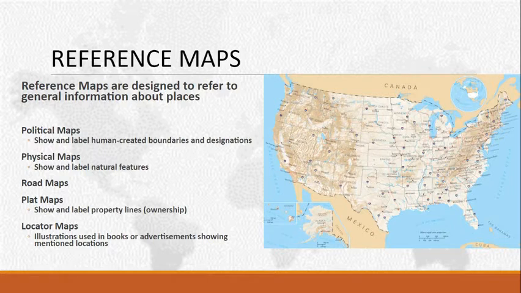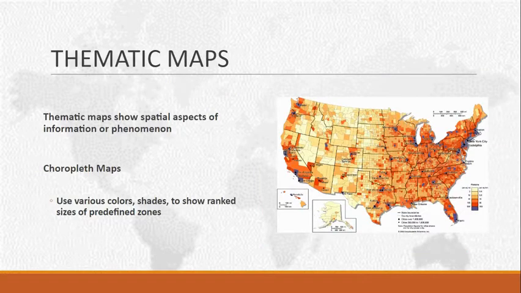Now in human geography, we oftentimes look at thematic maps, and we have looked at a lot more of these types of maps than reference maps. Thematic maps show spatial aspects of information or a phenomenon. They tell stories. This right here is an example of a choropleth map. Each county is colored a different color based on how much of something it has. Other types of choropleth maps might show a state's entire color or a country's entire color, depending on the scale you're looking at.